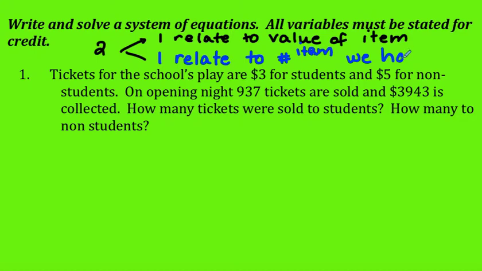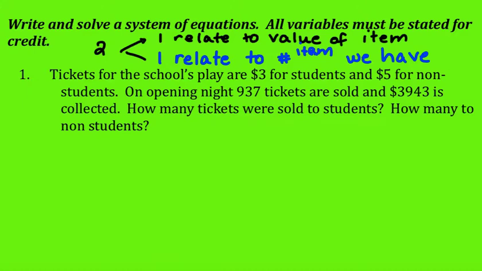And so here's a great example of that. We have tickets for the school play. They're $3 for students and $5 for non-students. So that's a value. On opening night, 937 tickets are sold. So that's a total number. How many tickets were sold to students and how many to non-students?